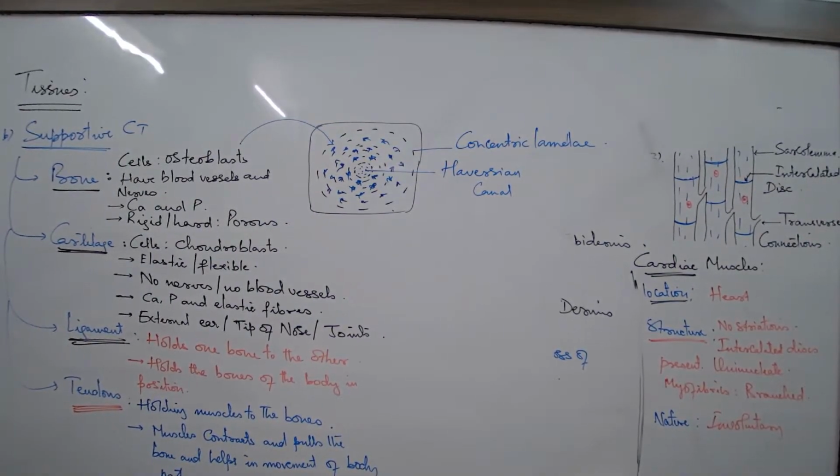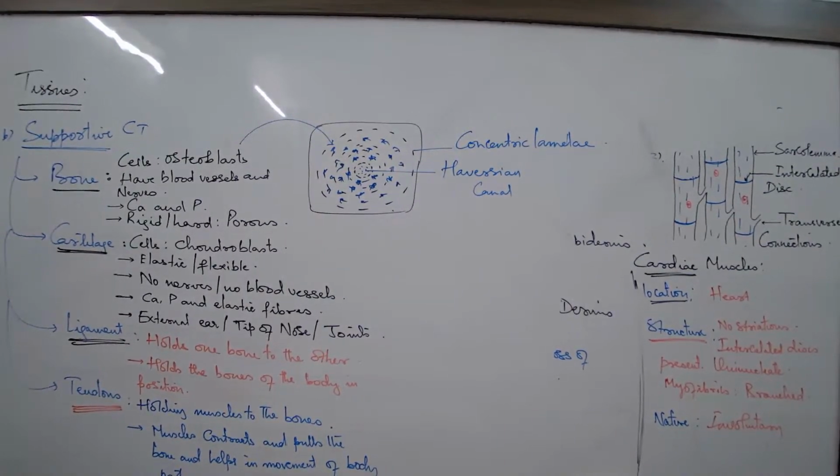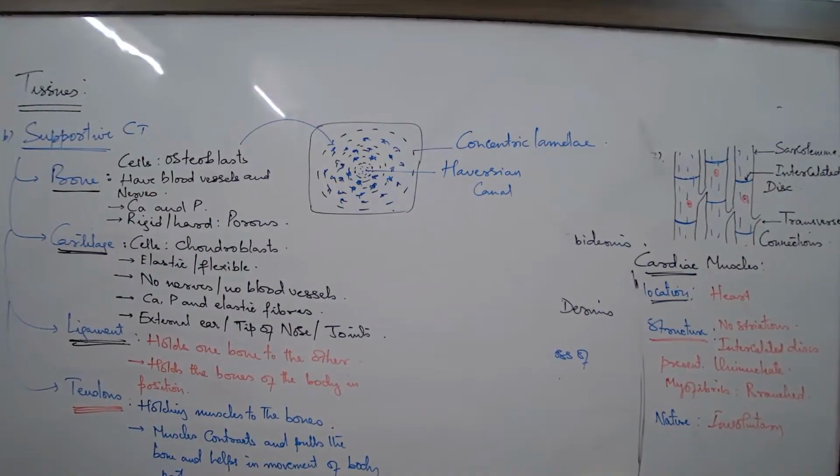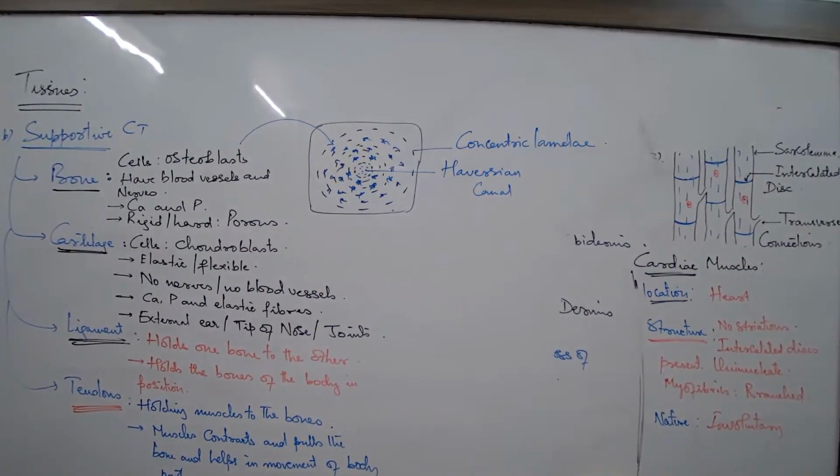Next, write one specific location for each. Check from the board, we have written already. One location for cartilage, what can you write? Bones, what can you write? All over the body. For bones, you cannot write one specific location. All over the body. That's it, all done.